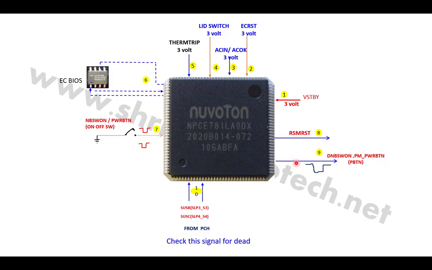Now if this 3-0-3 variation is not coming, or the RSM RST is not coming, and all the input signals are coming properly, then you can be 100% sure that your SIO is faulty. In that case you have to replace the SIO. It's very simple. I hope you understand and you are able to replace the SIO. So next we will go to the SOC or the PCH side.